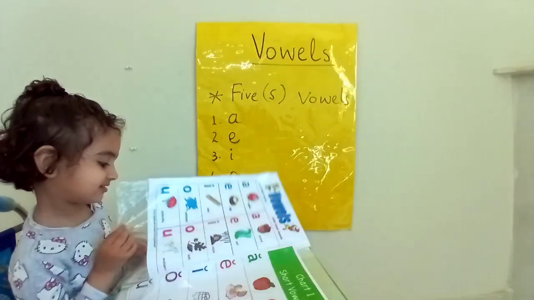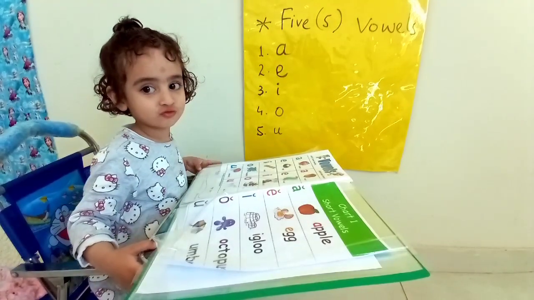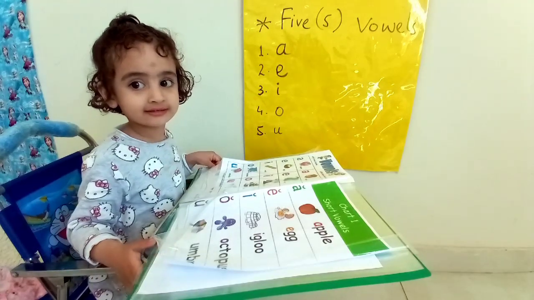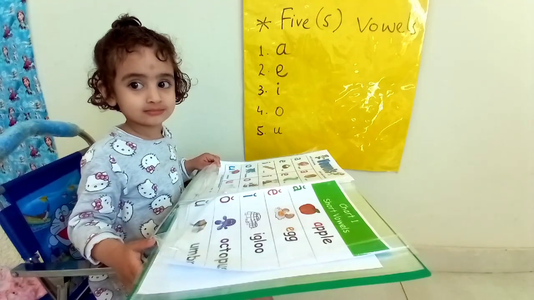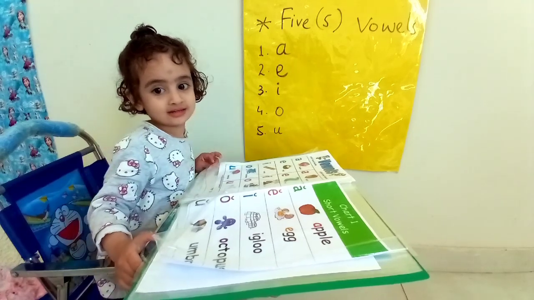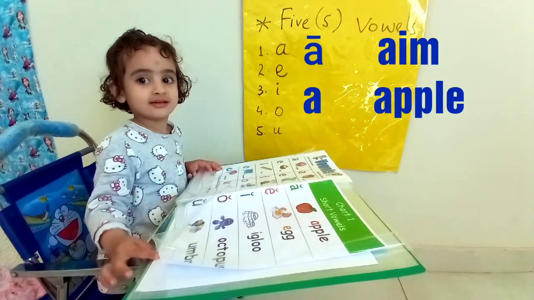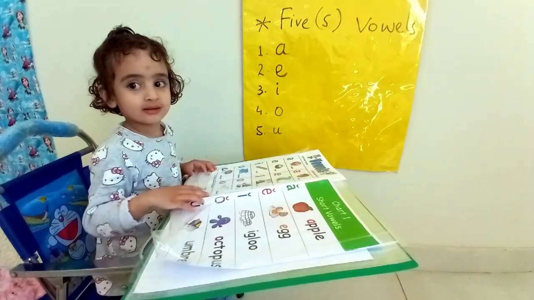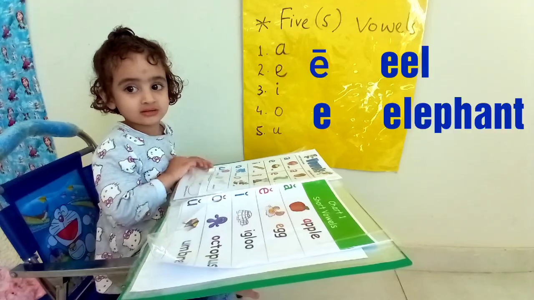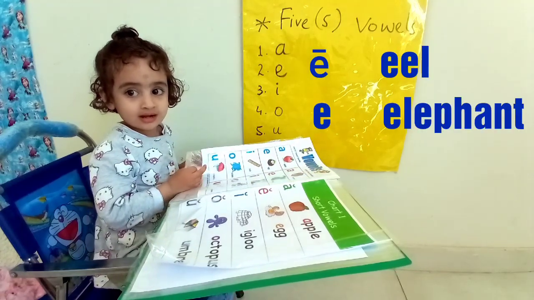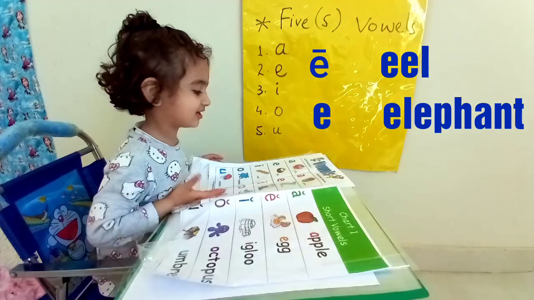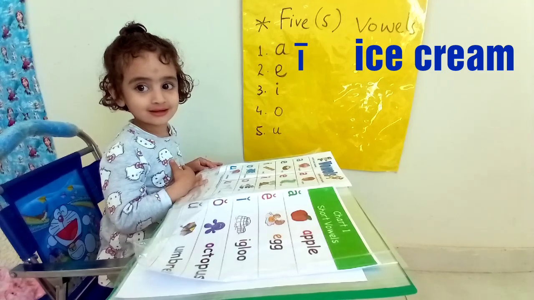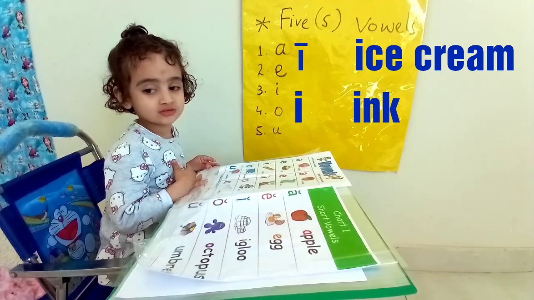Good girl. Vowel. Ira, you know all the vowels have 2 types of sounds. Suppose, for example, the A can also sound like A and ah, as in A, aim, A, apple. E also has 2 sounds. E, eel, E, elephant. Yes. I also has 2 sounds. I, ice cream. I, ink.